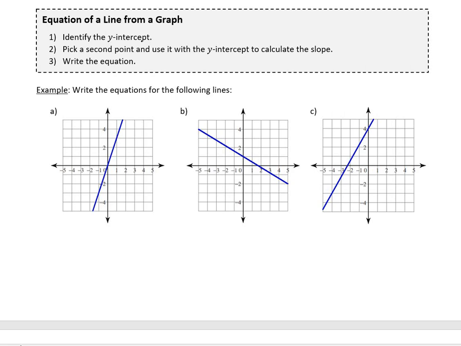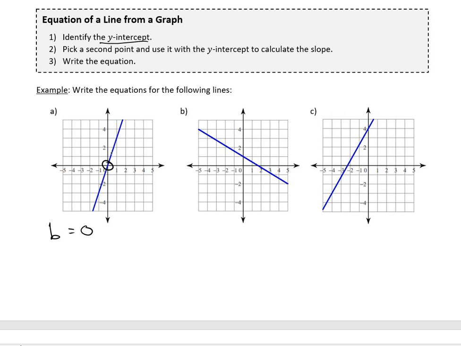So the first thing we're going to do is find the y-intercept. Where does it cross the y-axis? So on this one, it crosses the y-axis right at the origin. So b is equal to 0. The y-intercept is 0.